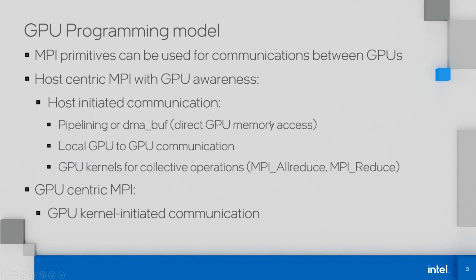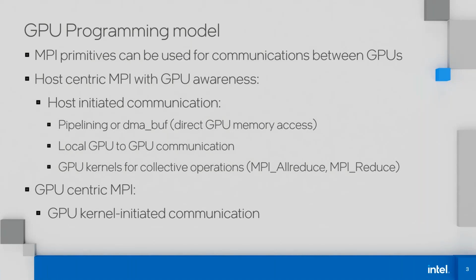A few words about the GPU programming model. MPI primitives can be used for communications between GPUs. The argument for most MPI primitives is just a pointer to some memory, and this memory could be allocated on the GPU. So you can work with MPI as before with host buffers, but now the buffer is just a GPU buffer. And we can identify two types of MPI. These are host-centric MPI and GPU-centric MPI.